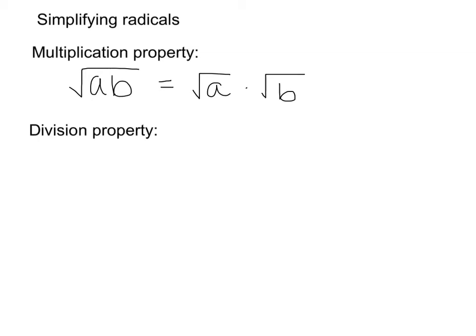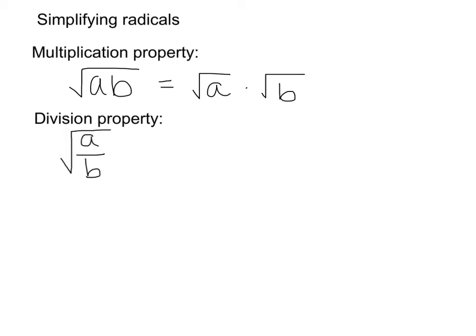Now we're going to look at the division property of square roots. If you have two numbers that are being divided under one square root, you can separate them by taking the square root of the top number and then taking the square root of the bottom number.